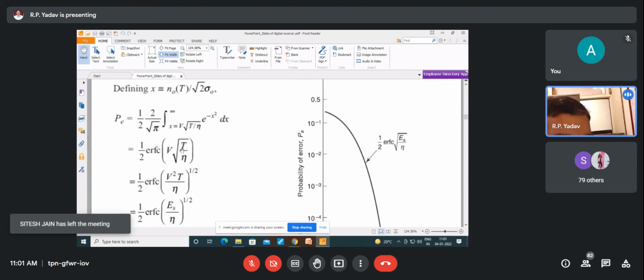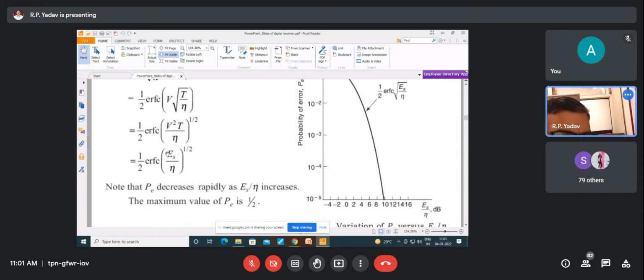So what I essentially write is, I can take this v inside. So this becomes v square t upon tau, under root 1 by 2. And now this particular v square t is what? My power. You understand? So this becomes my power upon eta. Eta is my noise power.